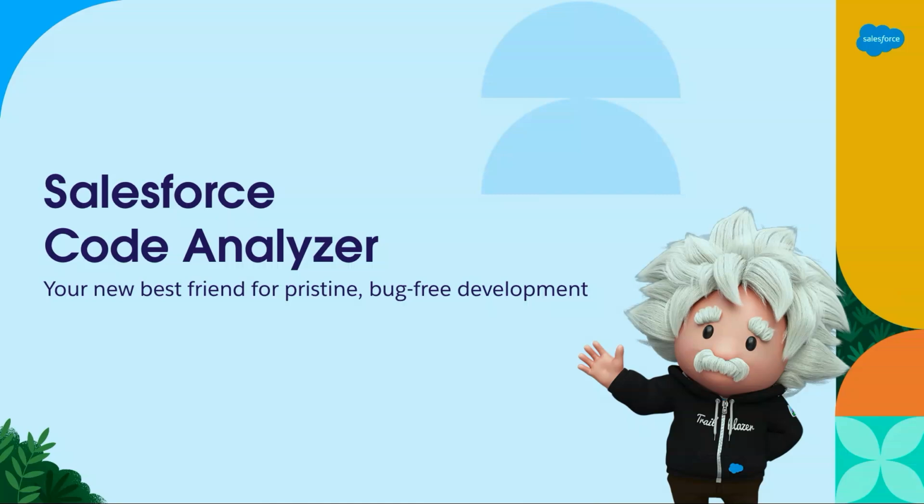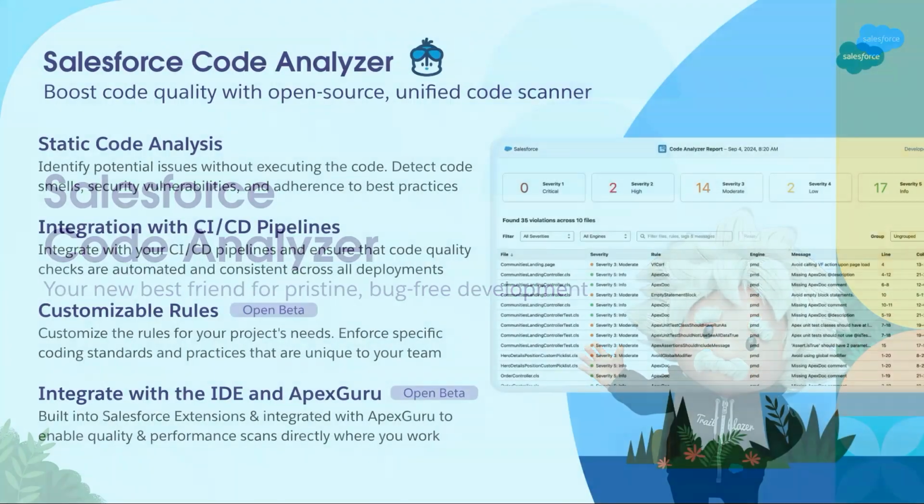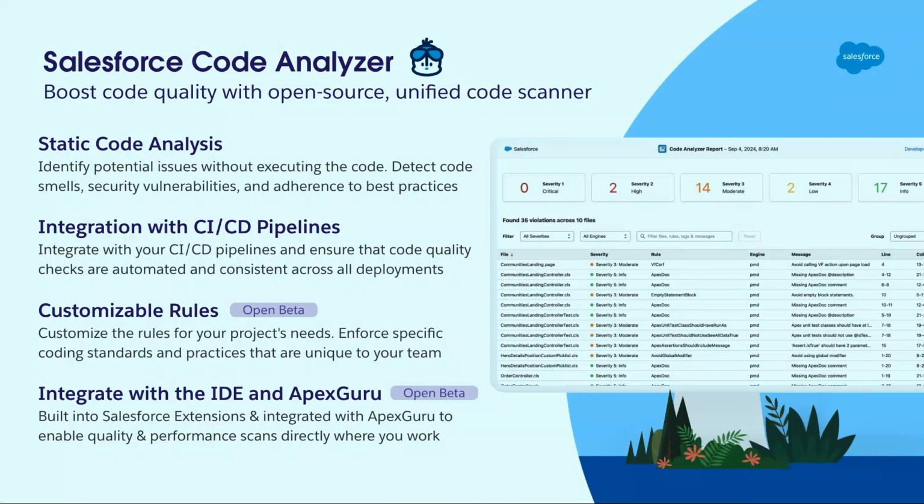All right, our last contestant, Danny, Code Analyzer. Last but not least, yes, we have the Code Analyzer. Code Analyzer is a static code analysis tool that you can integrate with your CI/CD pipeline. You can also write your own rules to catch maybe if your team has a specific way of doing things, you can also write those rules in there. That's in open beta, and also it integrates with the IDE, and Apex GURU, which we covered earlier.